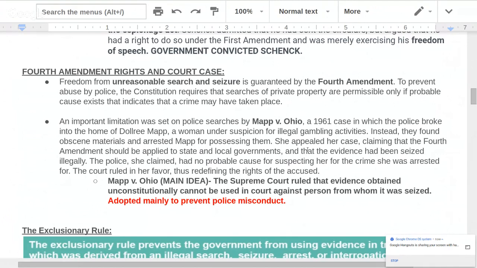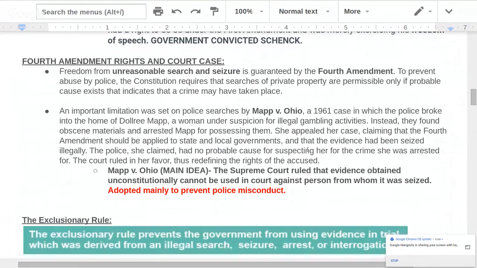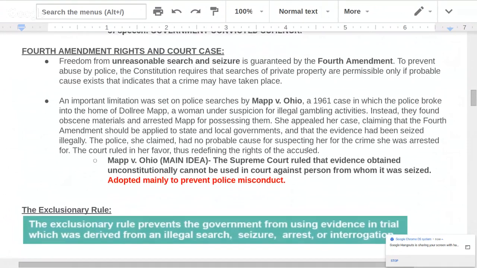So the Fourth Amendment, again, covers unreasonable search and seizure. To prevent abuse by police, the Constitution requires that searches of private property are permissible only if probable cause exists that indicates that a crime may have taken place. For example, one of those cases was Mapp versus Ohio.